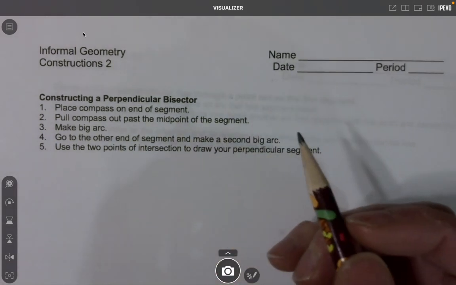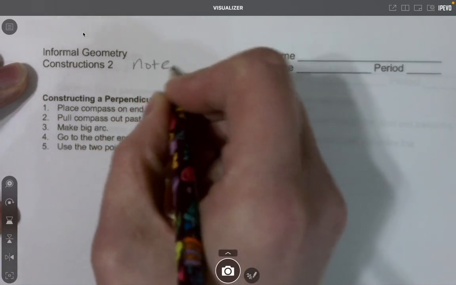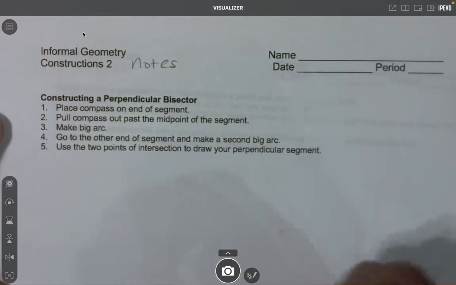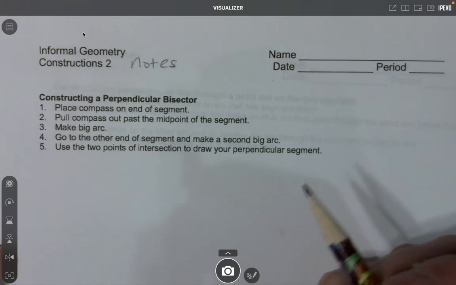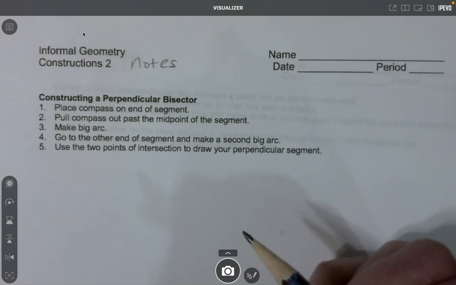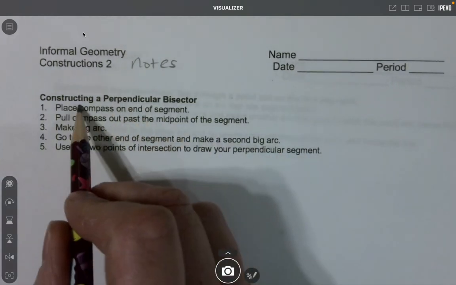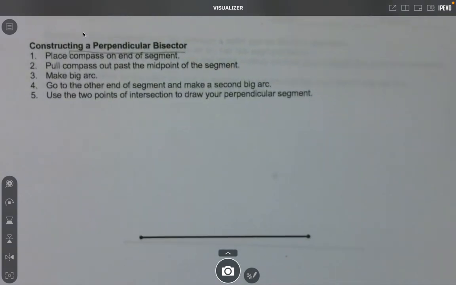So this is for informal geometry. We're still working with constructions, but this is our day 2 notes. So for day 1, we learned how to duplicate angles and line segments and make an equilateral triangle. So duplicate means we learned how to copy them. For day 2, we're learning how to construct a perpendicular bisector. So let's look at the steps that we have here.